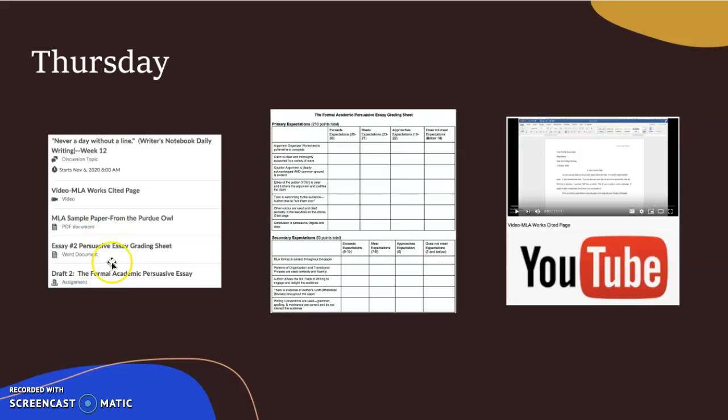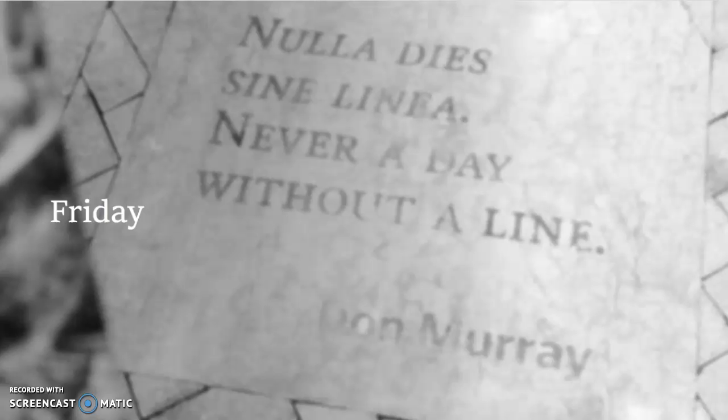And then of course, here's the grading sheet here. And then the assignment folder that you're going to be handing in your draft to. All right, so that is Thursday. And then of course, Friday is just never a day without a line, one more entry there. So that is your whole week.